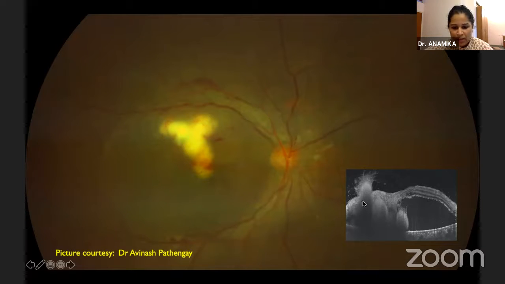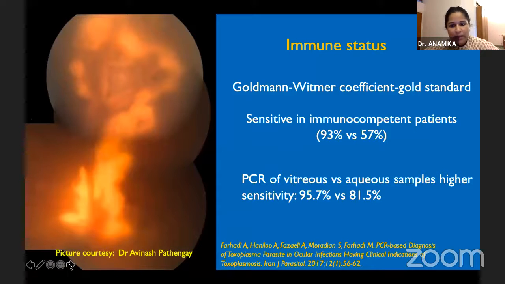If you do the corresponding OCT, you can see that though the retinitis is there, it's kind of popping up out into the vitreous, which is a rain cloud-like sign. At this point, this OCT would tell you that if you do the posterior vitreous biopsy right at this site, the yield would be better. So this is a case where you would want to do the vitreous biopsy. Now let me take you through another example.